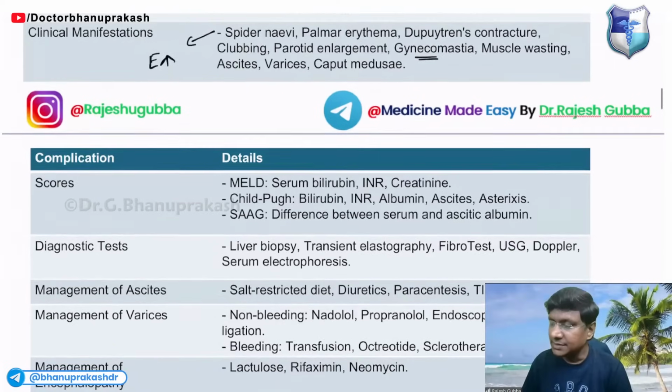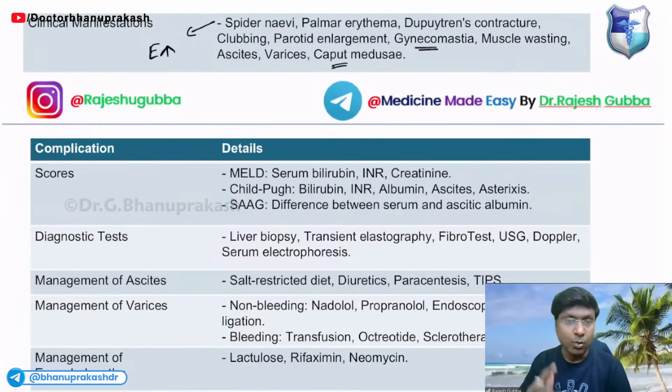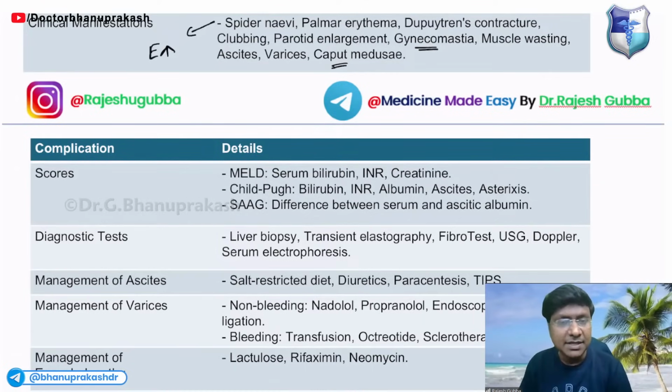Right? Next, caput medusae. Why is there caput medusae? That's another important question that can be asked. So caput medusae occurs mainly because of the portal hypertension, and the portal vein has anastomosis with the umbilical veins. Once the portal venous pressure is increased, the umbilical venous pressure is also increased, and that can result in the caput medusae. Okay, so these are the complications.